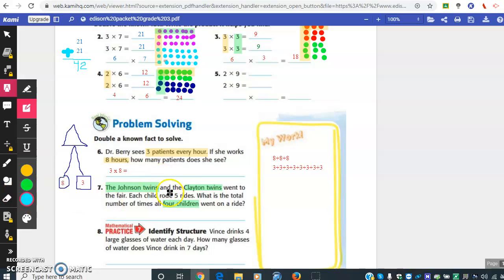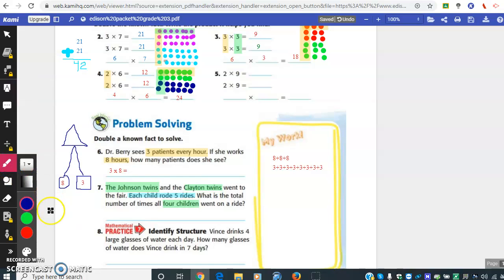And the second number we're dealing with is that each child rode 5 rides. So we have 4 children, and each child rode 5 rides. Because of the each, we know that we are dealing with a math mountain again, because multiplication facts, we use math mountains, remember, in class most often. The triangle is my total, the circle is my number of groups, and the square is my number in each group. Each child rode 5 rides.